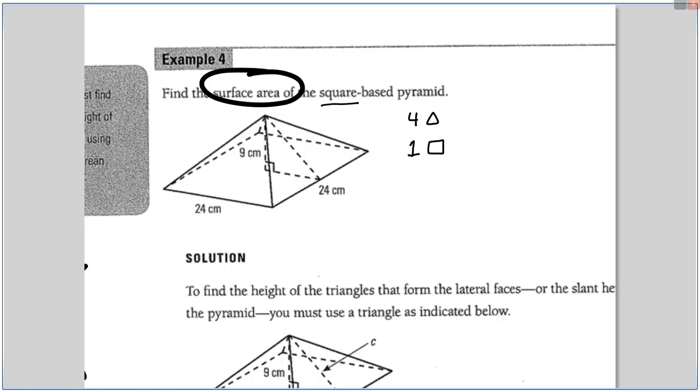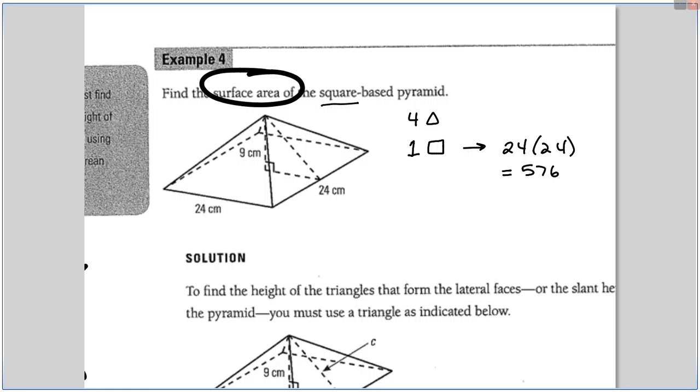Do you know how to find out the area of a square? Length times width. So 24 times 24 is 576, right? I think that's right. Is that right? For some reason I have that one memorized. Okay, so there's the square.